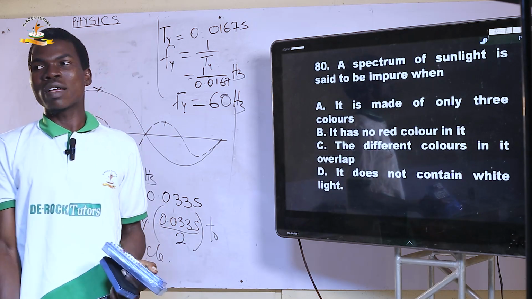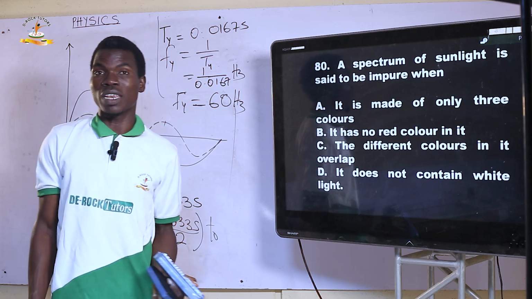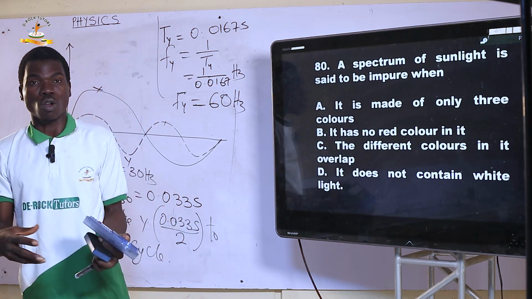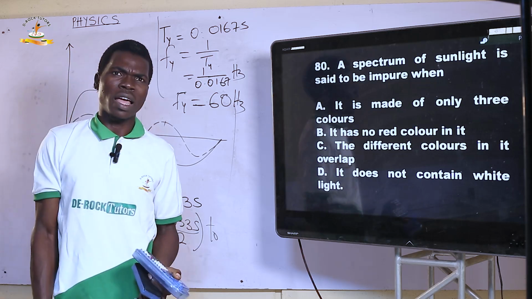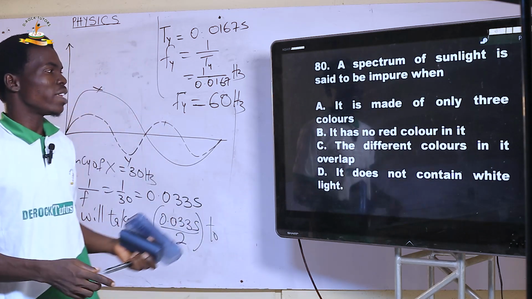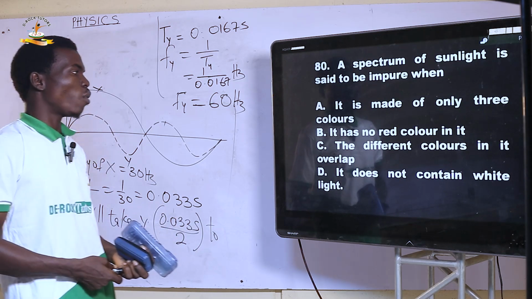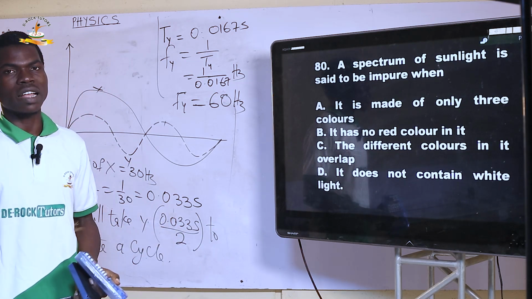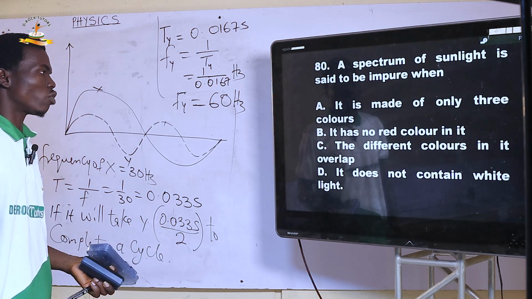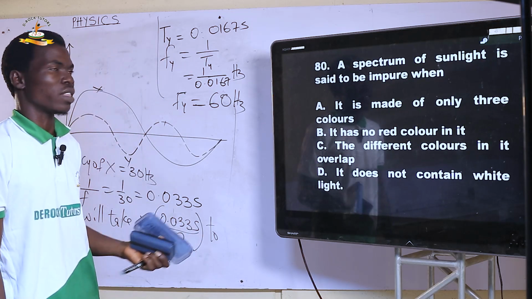We all know that white light is a polychromatic light, meaning it has other lights of different wavelengths coming together to form that white light. However, we call it an impure spectrum whenever there is overlapping. Whenever there is overlapping of different colors, that is when we say it is an impure spectrum. So the correct option is C. The different colors in it overlap, that's when it is impure.